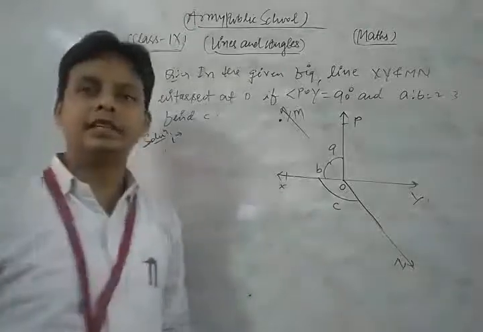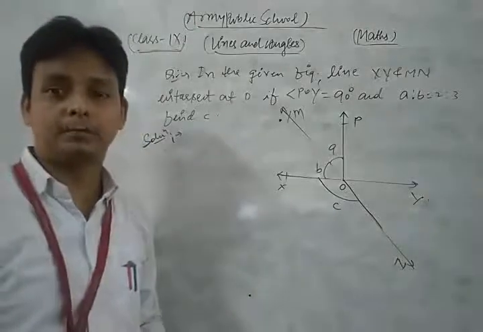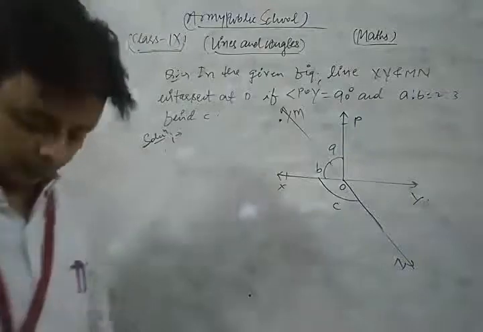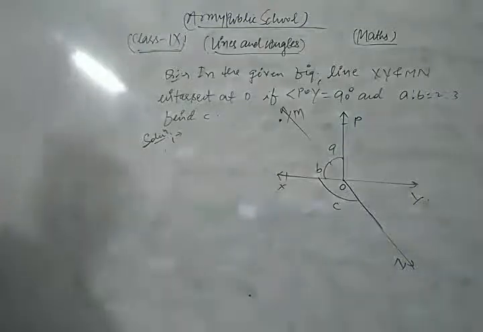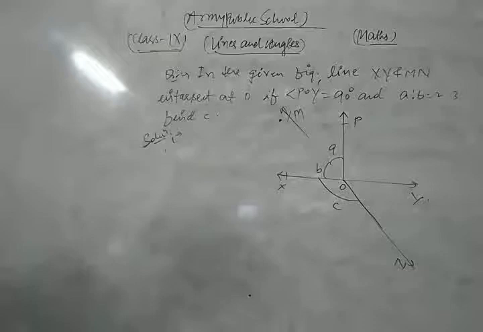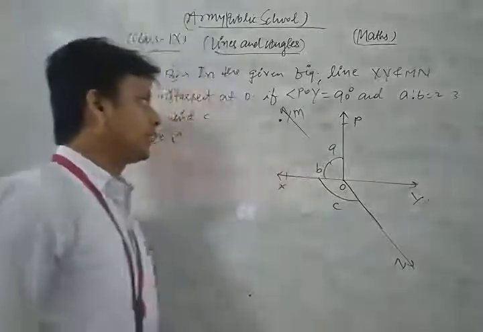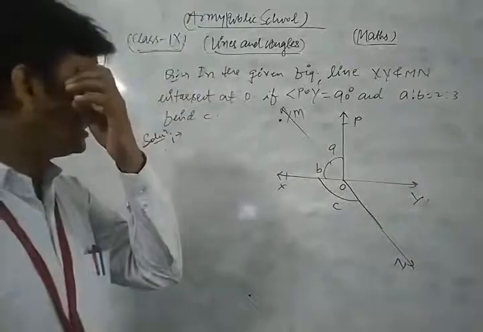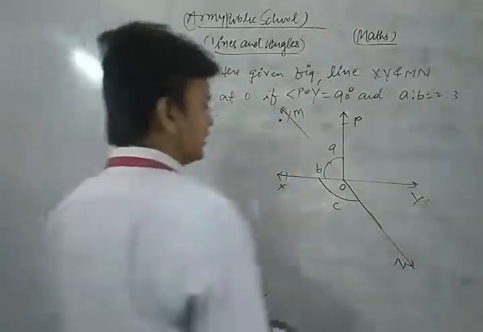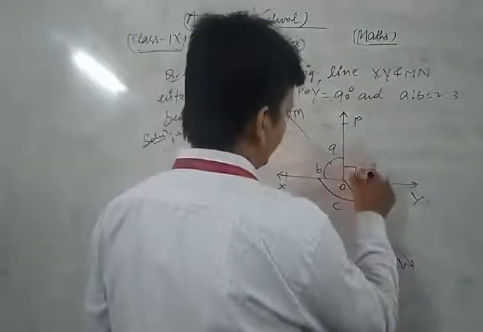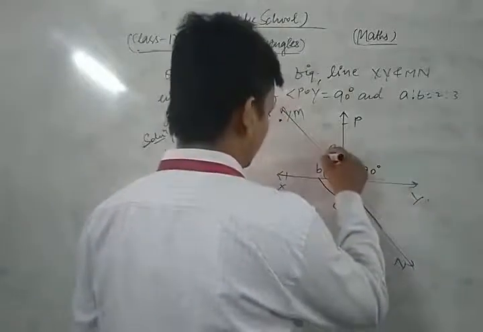Now let's see its solution. What is the process to solve that question? Okay, dear friends, now look here. In the given figure, lines XY and MN intersect at O. If angle POY is equal to 90 degrees, here angle POY is given as 90 degrees. Okay.